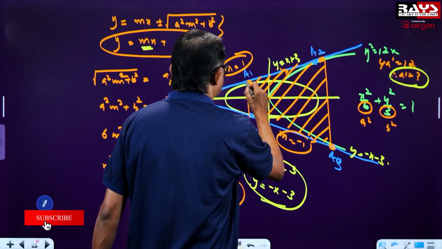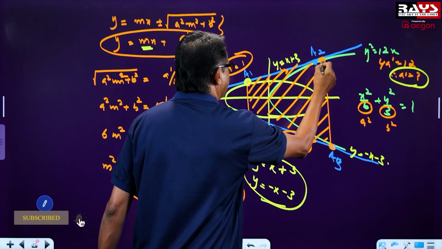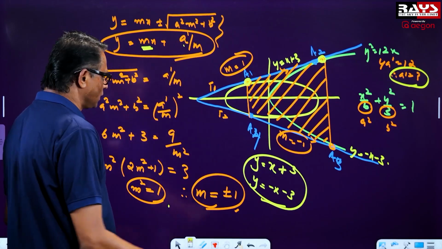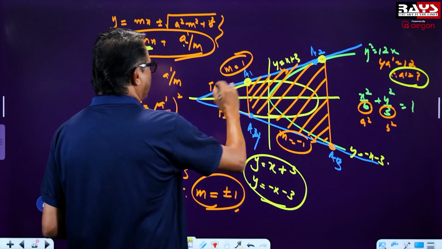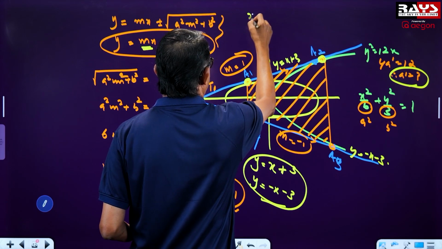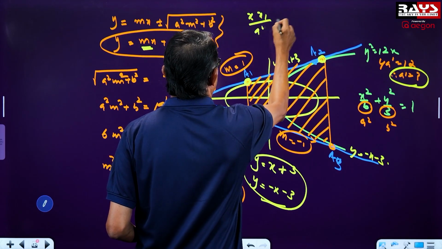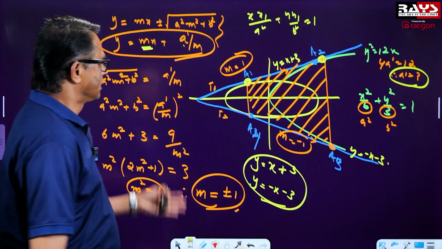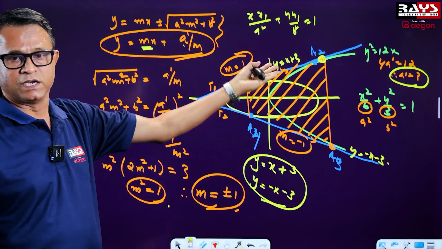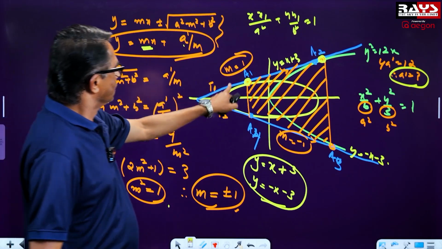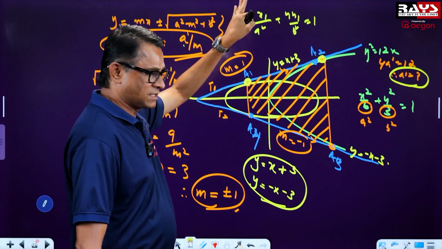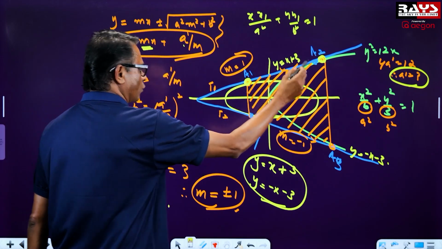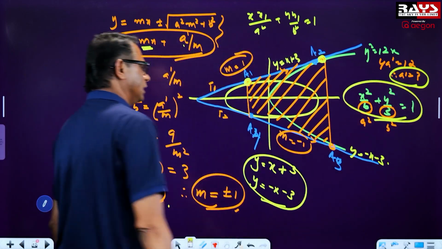Now we have to find out these points of intersection A1, A2, A3, A4. Okay, now for that we can either apply the point form of tangent, x1 by a square plus y1 by b square equal to 1, for the ellipse. Otherwise, you can do one thing. You can put y equal to x plus 3 in the equation itself. Okay, so let us see.